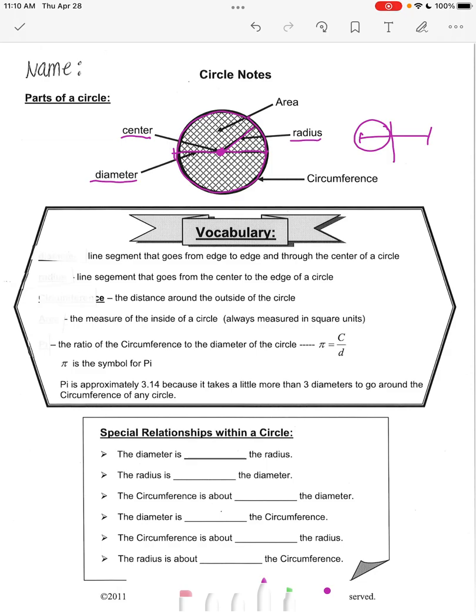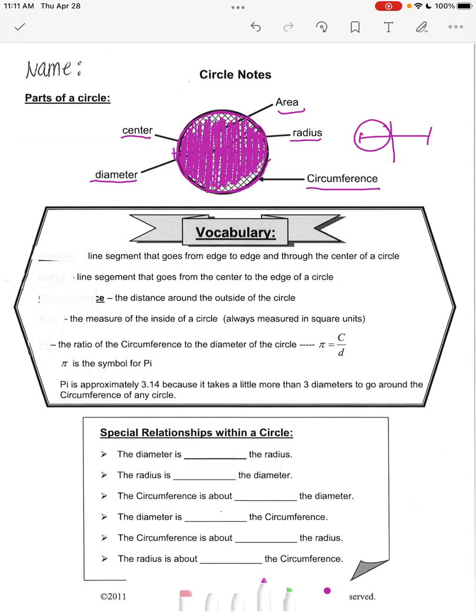And then two measurements associated with circles are circumference and area. So your circumference is the measure of the outside of the circle. Okay, so that's your circumference. And then your area is this area that I am shading in purple. It is the inside of the circle. Okay, so area is inside of the circle, circumference is outside of the circle.